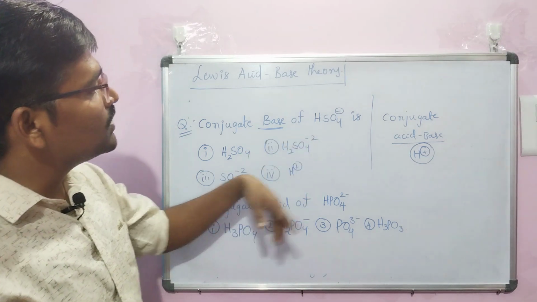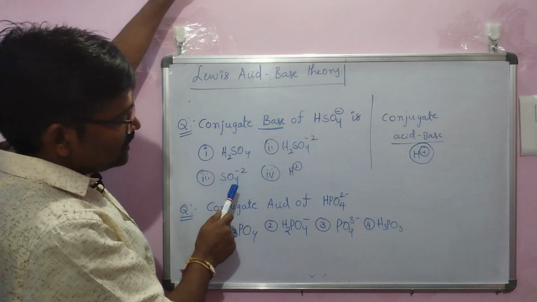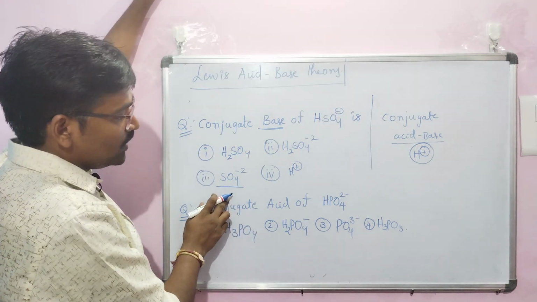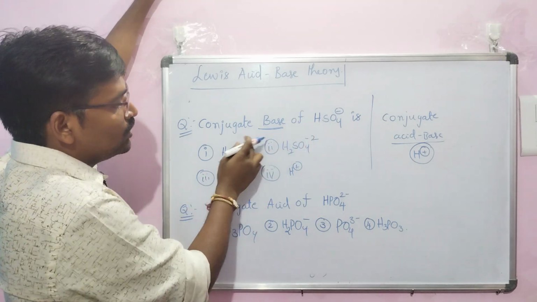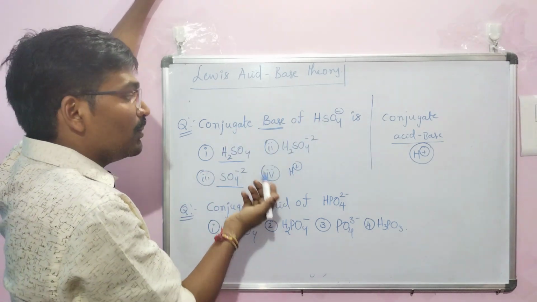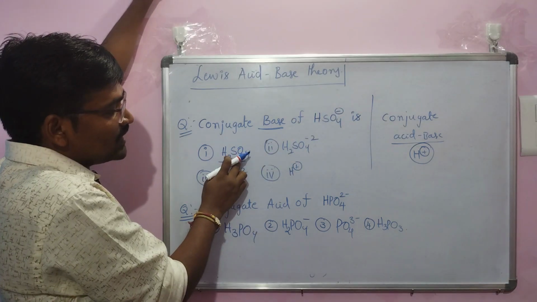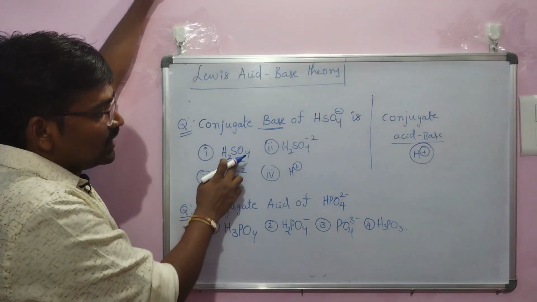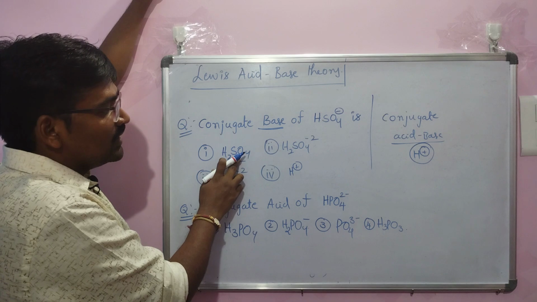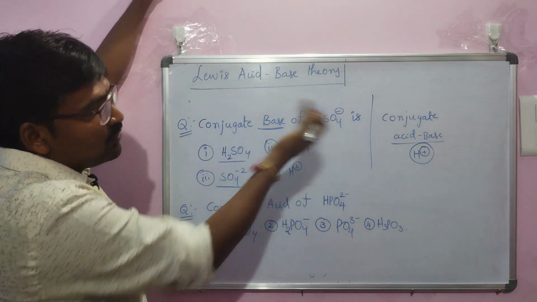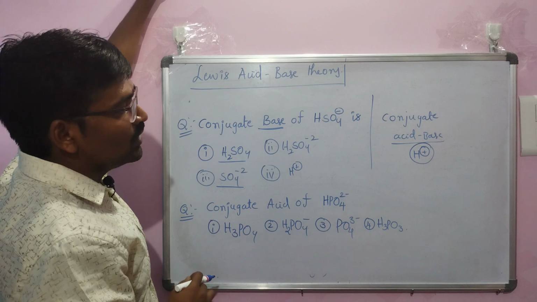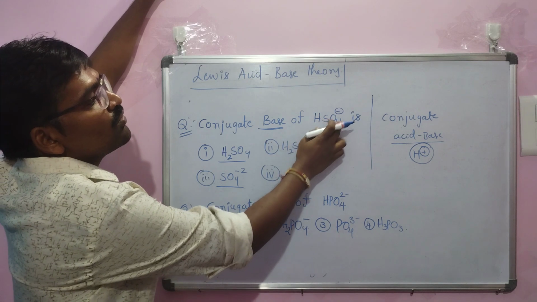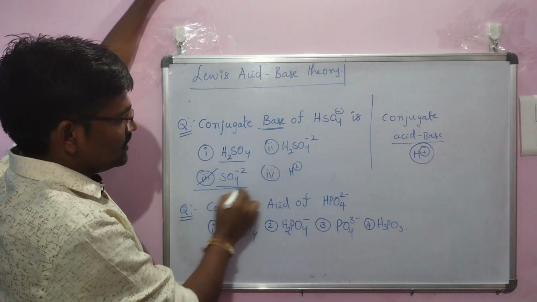Which accepts H plus ions in the following? Look here, SO4 minus 2. Why are you taking SO4 minus 2 only? If you take H2SO4, in between both only one H plus ion is there. If it accepts the H plus ion, then HSO4 minus will be formed, not H3SO4. So that is why this is the answer.